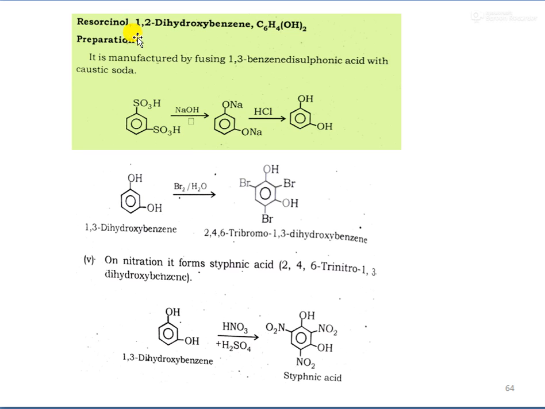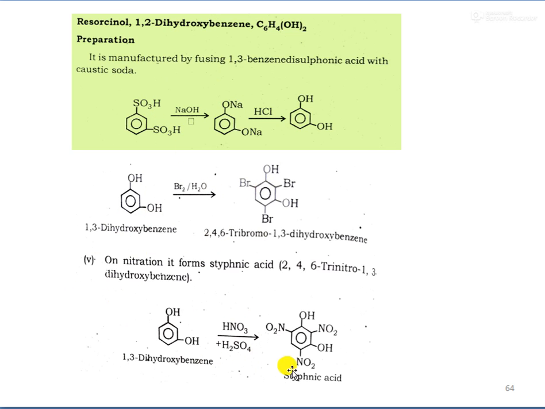Next we discuss resorcinol. Resorcinol can be prepared from 1,3-benzene disulfonic acid. It is treated with a base. We get ONa groups attached here, which on treating with acid give OH groups here. So these are also synthetic methods for the preparation of resorcinol.